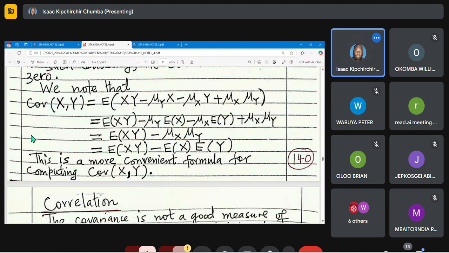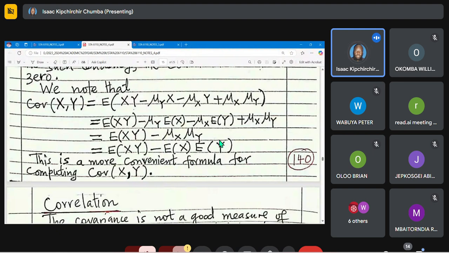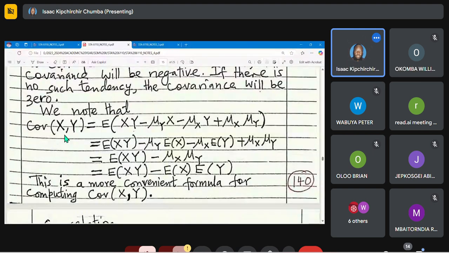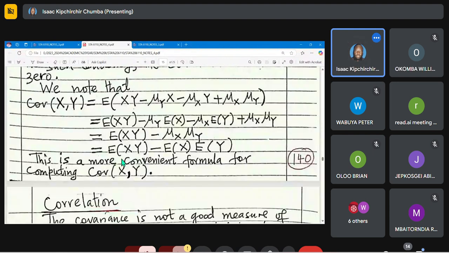So we have found a formula which you can really use to get the covariance between two random variables x and y. Covariance between x and y is the mixed moment minus the product of their means. This is a more convenient formula for computing covariance of x and y. You can see that if you replace y by x, this one becomes expectation of x squared, and this one becomes expectation of x all squared. It gives you the formula for variance. It was a special case.